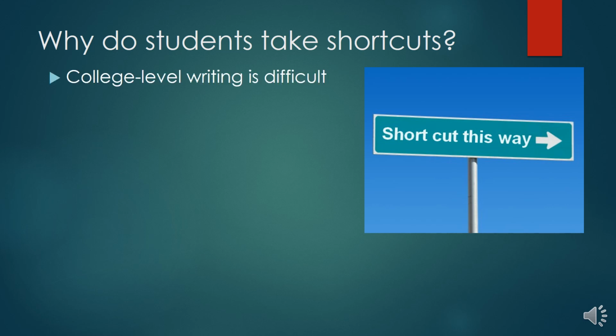The first one is just that college level writing is difficult. By definition, it's more difficult than high school writing, and sometimes students feel overwhelmed and want extra help. Writing stresses out lots of students. Writing is not an easy process, and particularly if students haven't been given adequate support and writing instruction in high school, it can be very stressful to write papers, and this can also lead students to take shortcuts.